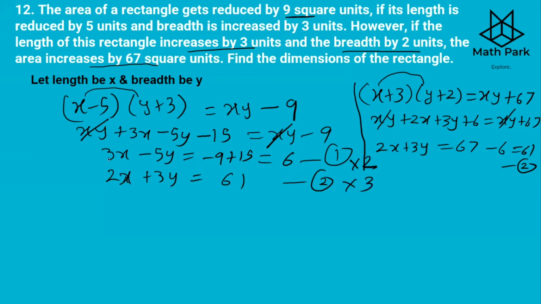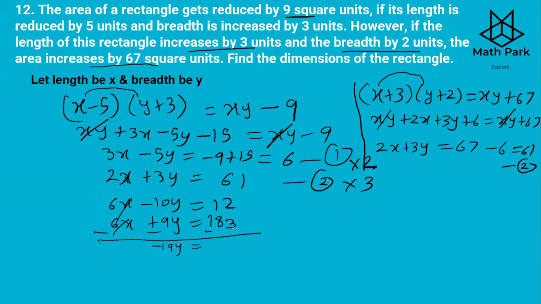So multiplying the first equation by 2, we get 3 times 2 is 6x. 2 5s are minus 10y. 6 into 2 is 12. Multiplying by 3, you get 3 2s are 6x. 3 3s are plus 9y. 61 into 3 is 3 1s are 3 and 3 6s are 18. We get this as 183. Subtract this. So we get 6x minus 6x is 0. Minus 10y minus 9y is minus 19y.